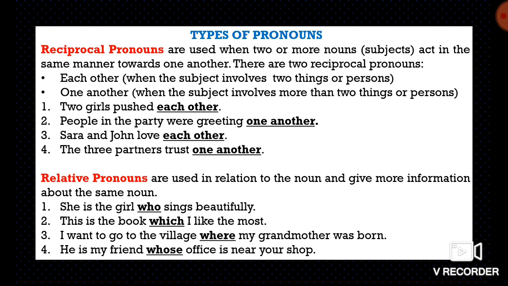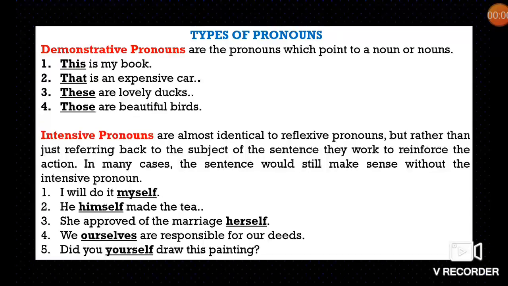Third, I want to go to the village where my grandmother was born. And the last is, he is my friend whose office is near your shop. Now students, next type of pronoun is demonstrative pronouns.